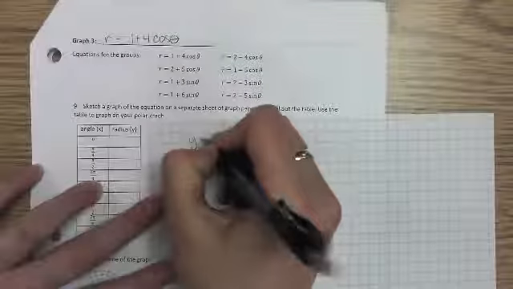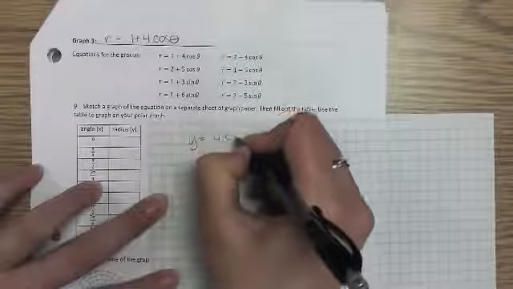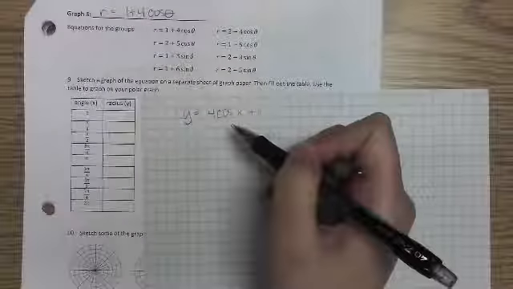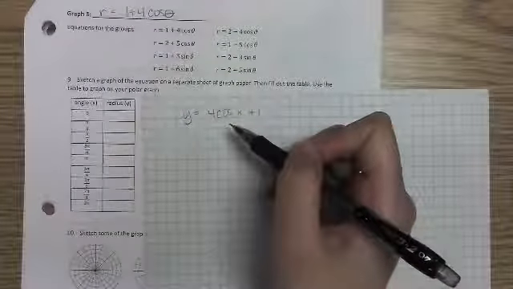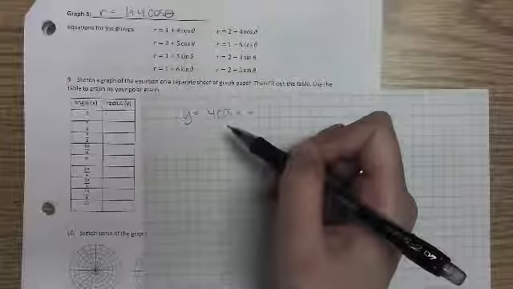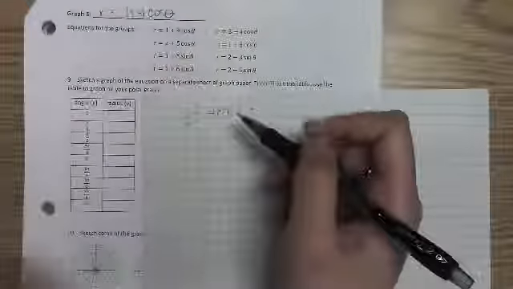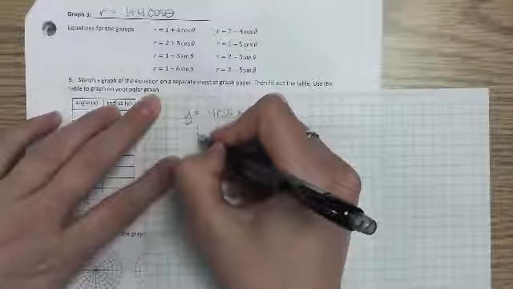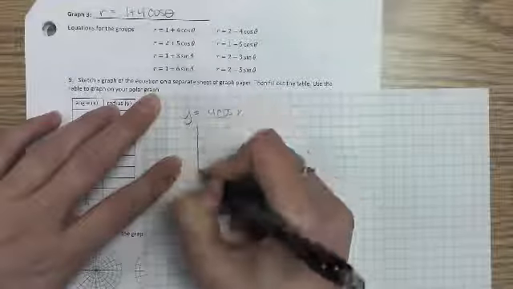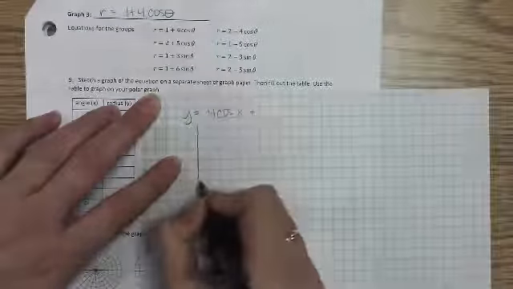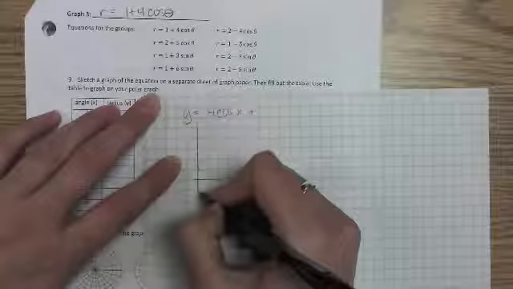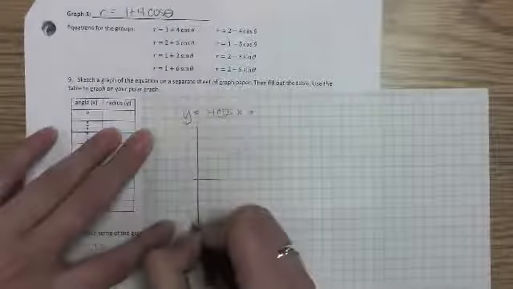Go ahead and do this side. And so I'm going to go ahead and graph it in rectangular. Y equals 4 cos x plus 1. So this time I know my amplitude is 4, and then I'm going to shift it up 1, which is going to mean my graph needs to go up to 5. So there's 4 for the amplitude plus 1 for the vertical shift. And then 4 for the amplitude.